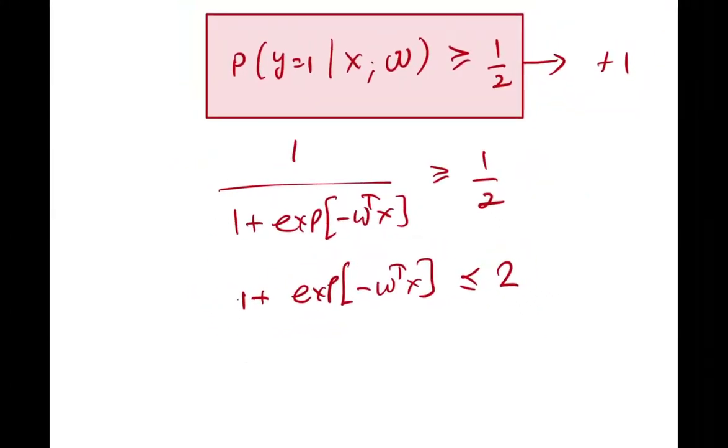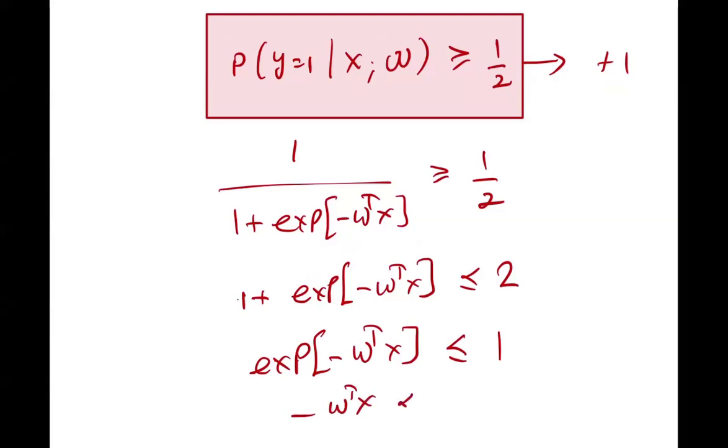But that's exactly the same as saying minus w transpose x is less than or equal to 1. I can take log on both sides, which means minus w transpose x is less than or equal to log 1, which is 0. But I can negate both sides, which is equivalent to changing the sign of the inequality. W transpose x is greater than or equal to 0. So the label is 1 if the dot product of the weights and the features is greater than or equal to 0. So the decision rule is exactly the same as in SVM and perceptron.